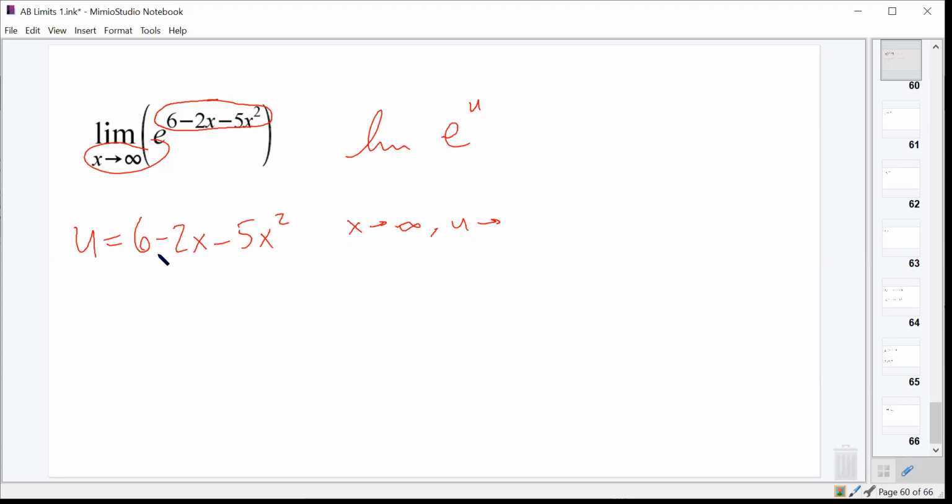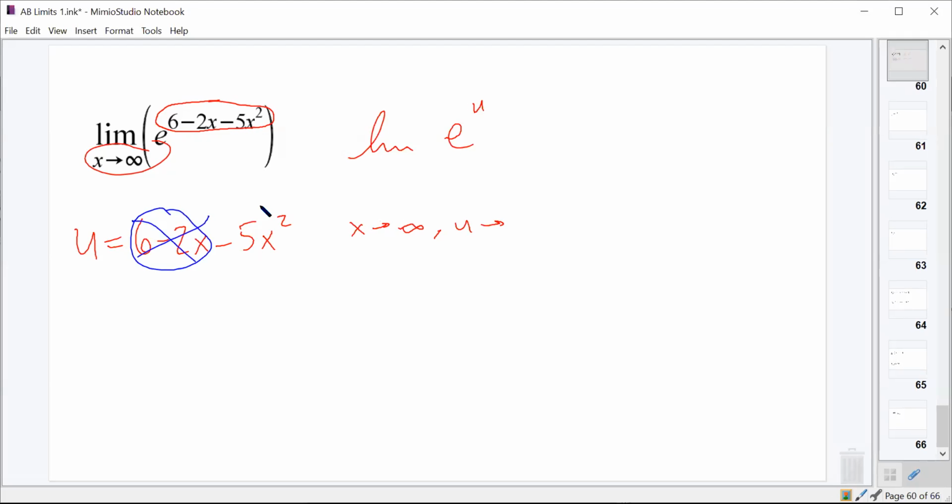If I plug in infinity to this, what piece of this, the 6, the 2x, or the 5x squared, dominates the rest of it? Is more powerful than the rest of it. The 5x squared, yeah? And so the 6 and the minus 2x are going to become insignificant. But the minus 5x squared dominates the rest. And if x is infinity, what is minus 5x squared? That ought to be negative infinity. Would you all agree with that?